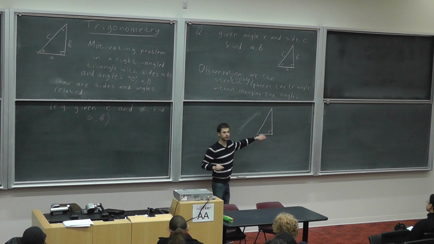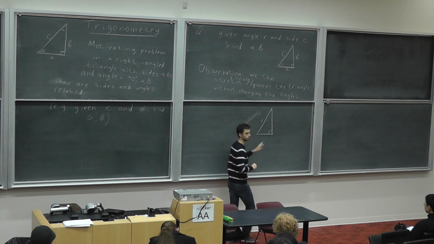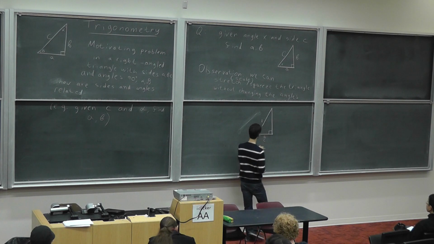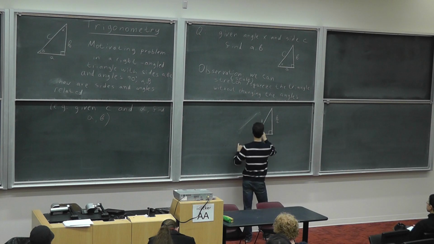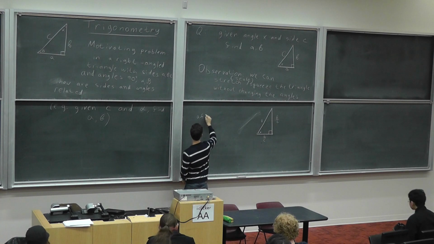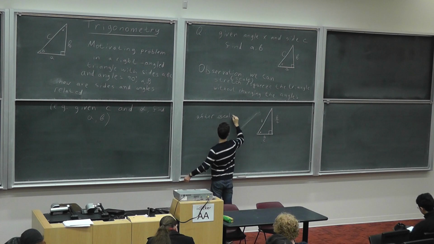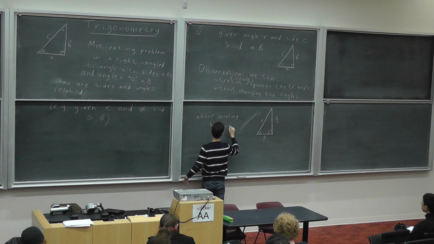After we scale this triangle by a factor of C, we get a triangle like this. This is going to be 1. This side is going to be A over C, which you still don't know. This is going to be B over C. And this angle is still going to be X. So after scaling by a factor of C.